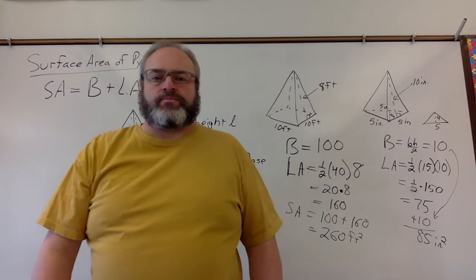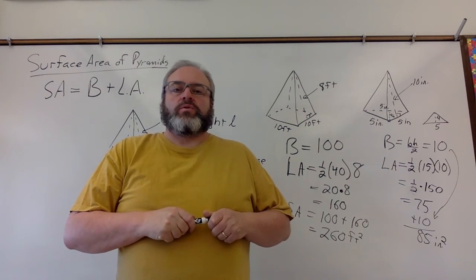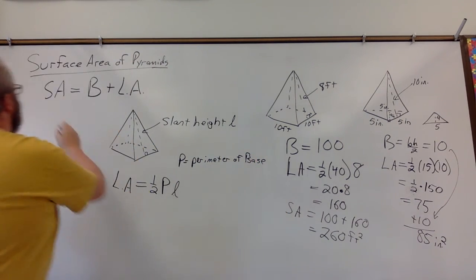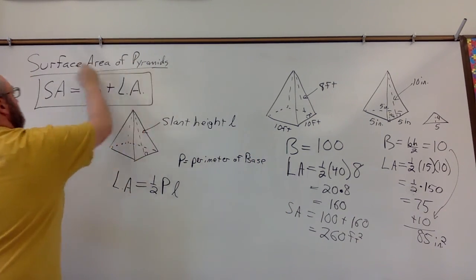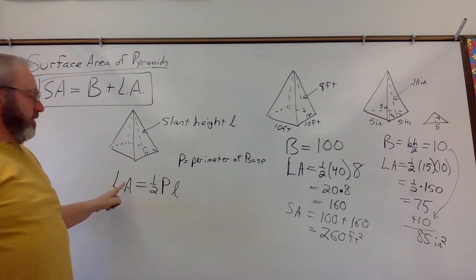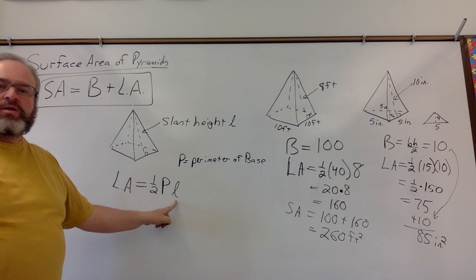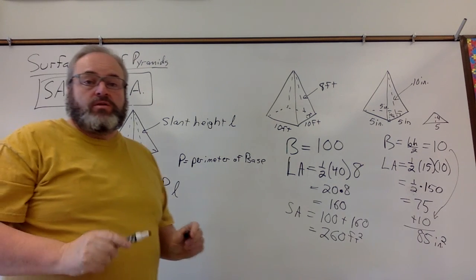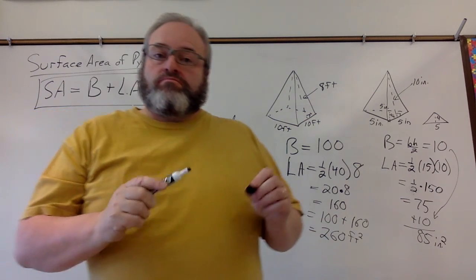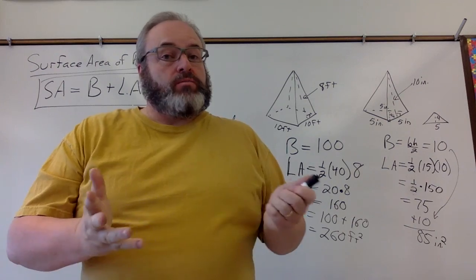Okay, so surface area of pyramids: area of the base plus the lateral area. Lateral area is half the perimeter of the base times the slant height. It's a little complicated. After you've done a couple of these, they get a little easier, but good luck.